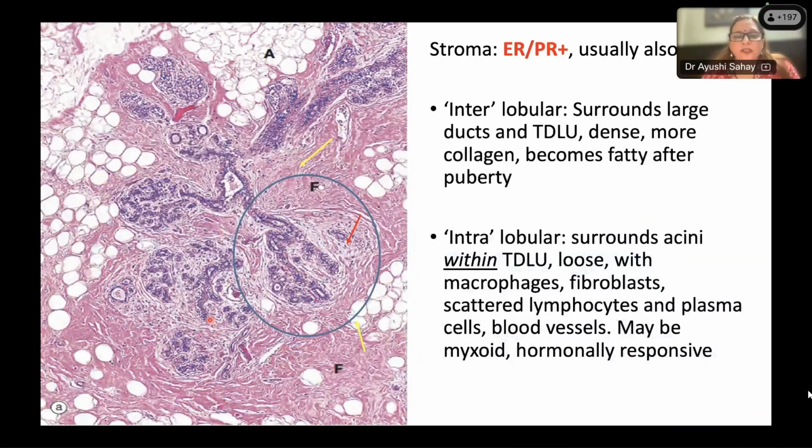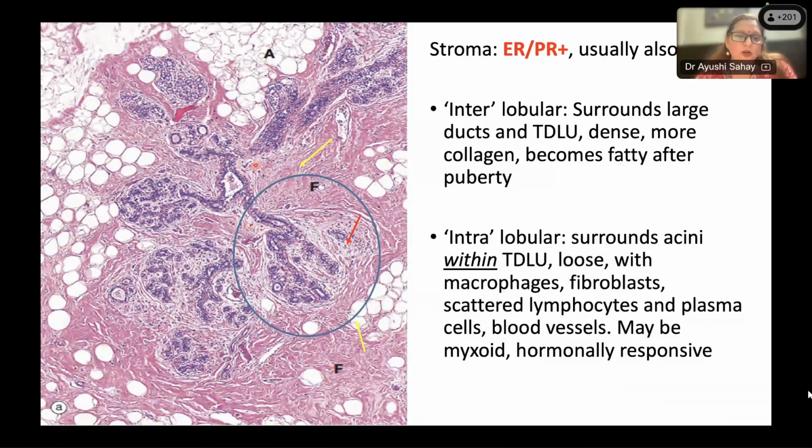The third component, as I said, is the stroma: the epithelial, myoepithelial, and the stroma. Now, the stroma is also hormonally responsive. So it is also usually ER/PR positive, and it can show scattered ER/PR expression, and it is also positive for CD34. And there are two types of stroma in the breast.